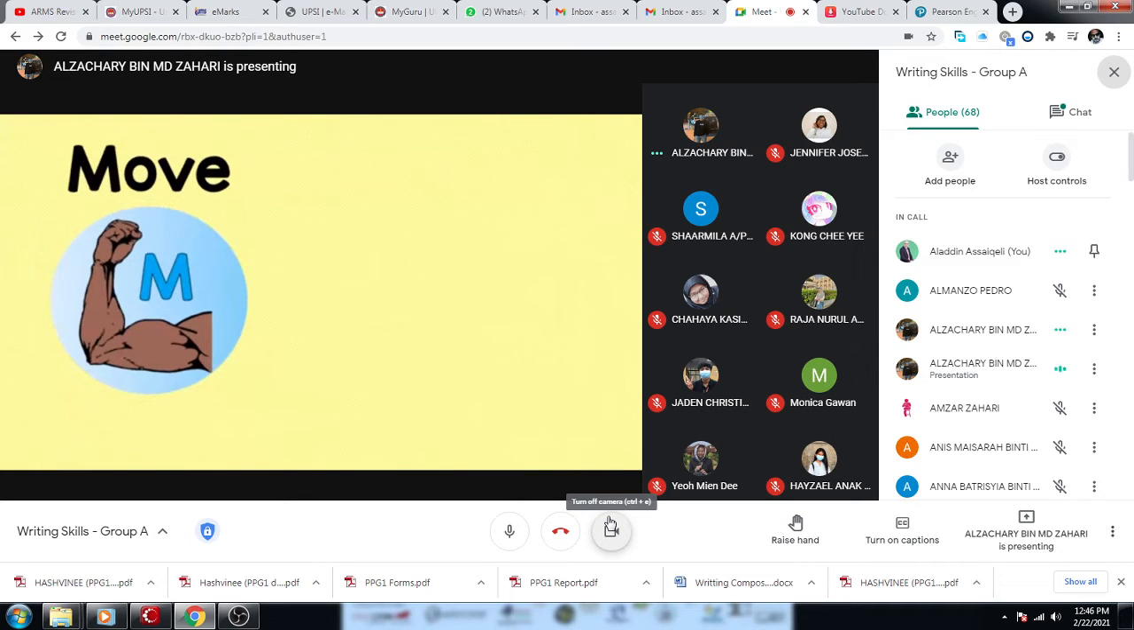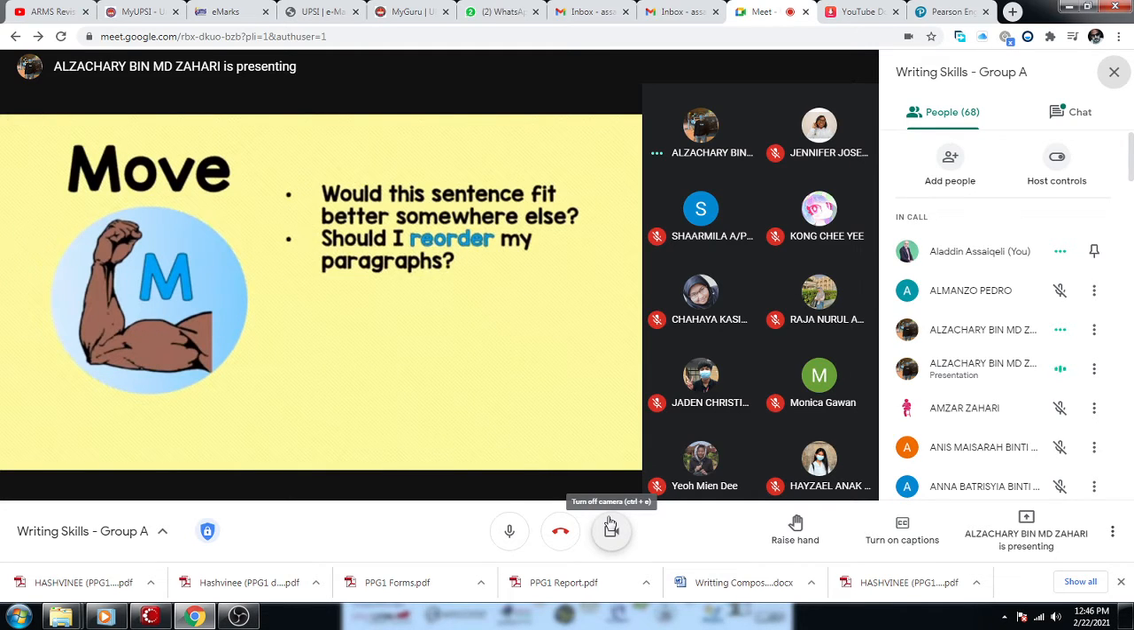Now let's talk about the M, move. During the revising step of the writing process, ask yourself, would this sentence fit better somewhere else? Should I reorder my paragraphs? Can I move words or phrases around to make more sense?